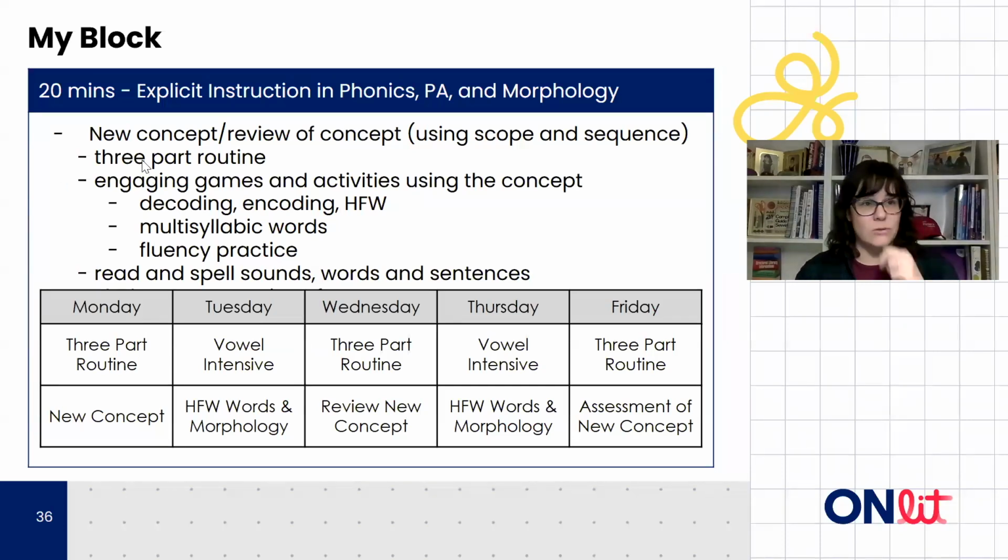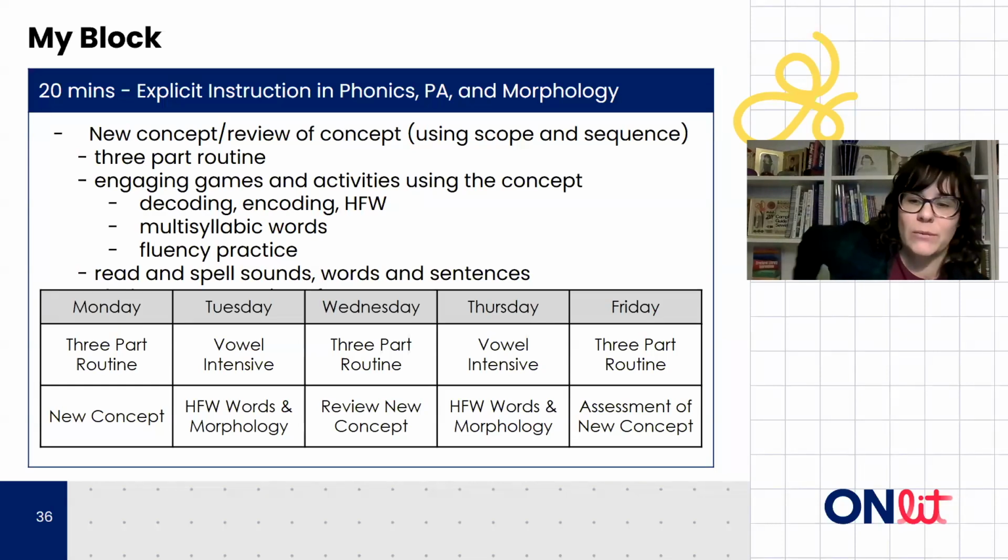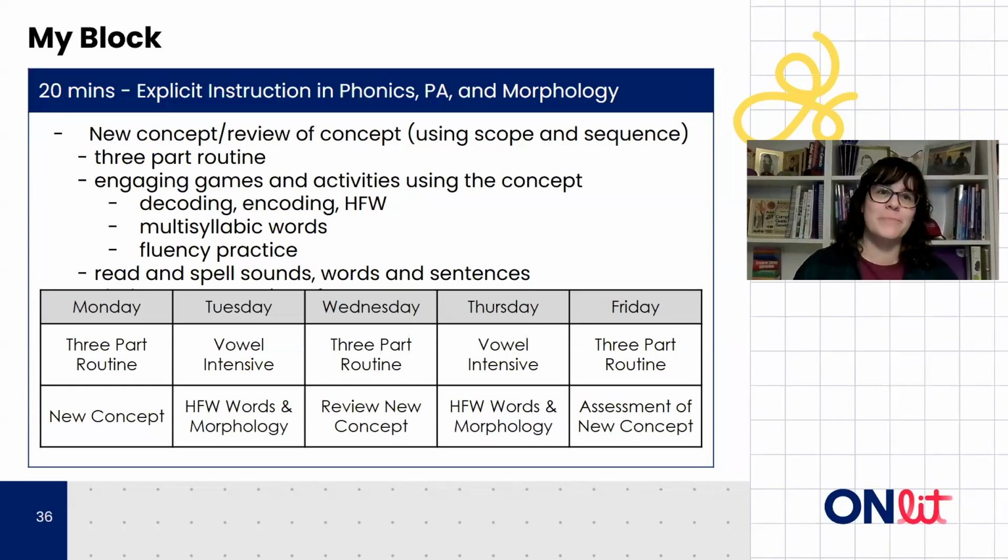So you can see I'm doing that new concept and the review of that concept, and I'm using that scope and sequence. I'm using that 3-part routine, which we will go into in a little bit. I'm using lots of engaging games. We're looking at decoding, encoding, high frequency words, multisyllabic words, and the plan is to do this over the course of the week. Again, if you're using UFly, that's already decided for you. Your day 1 lesson, your day 2 lesson, your day 1 lesson, your day 2 lesson, and your progress monitoring. It's a great program for that because of that structure.